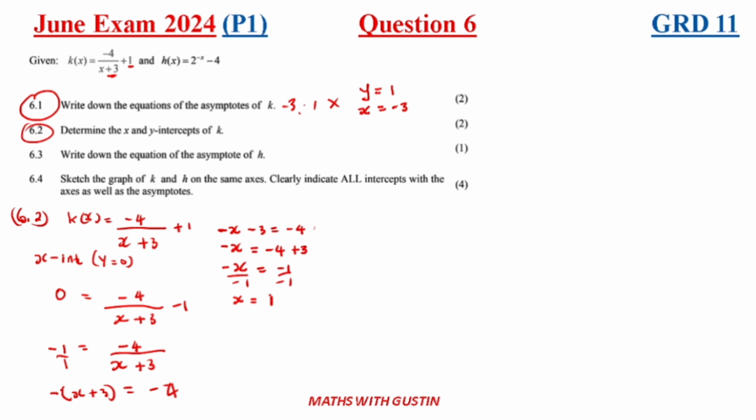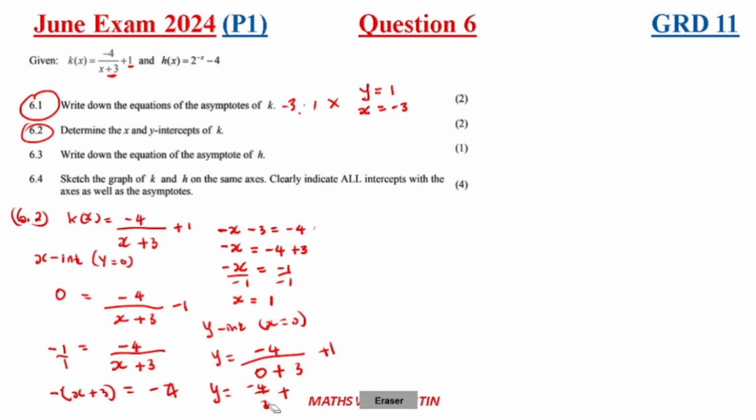Therefore let's go to y-intercept. Y-intercept, we get it when x is equals to 0. Okay, so it's going to be y is equals to negative 4, where there's x we put a 0, plus 3, plus 1. Okay, so what you can do here, what are we left with? We're left with y is equals to negative 4 over 3 plus 1.